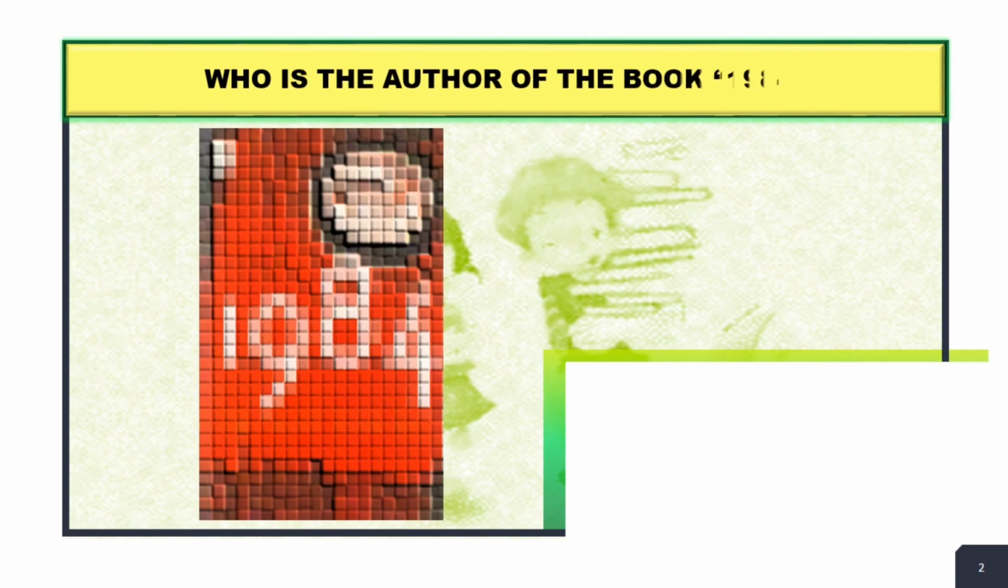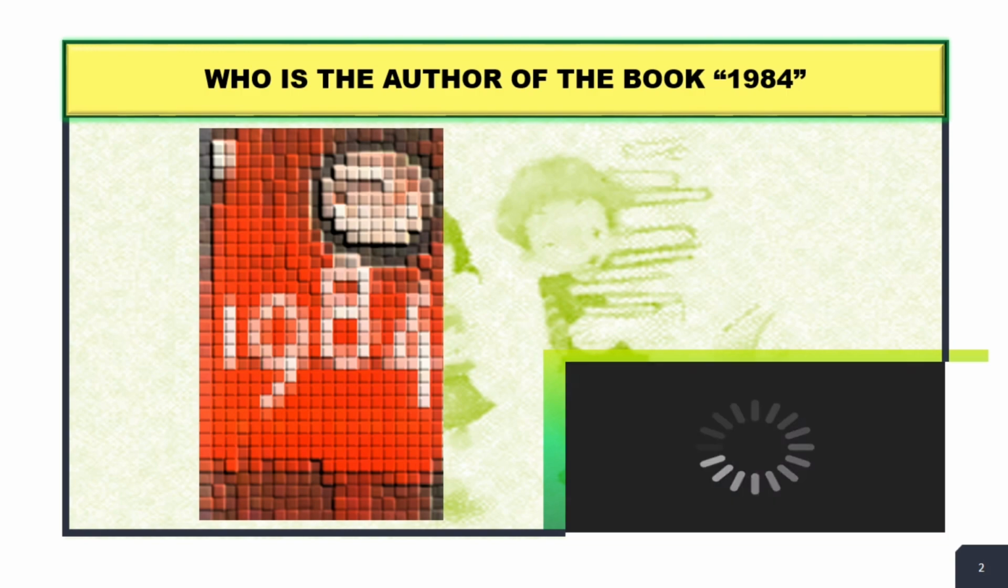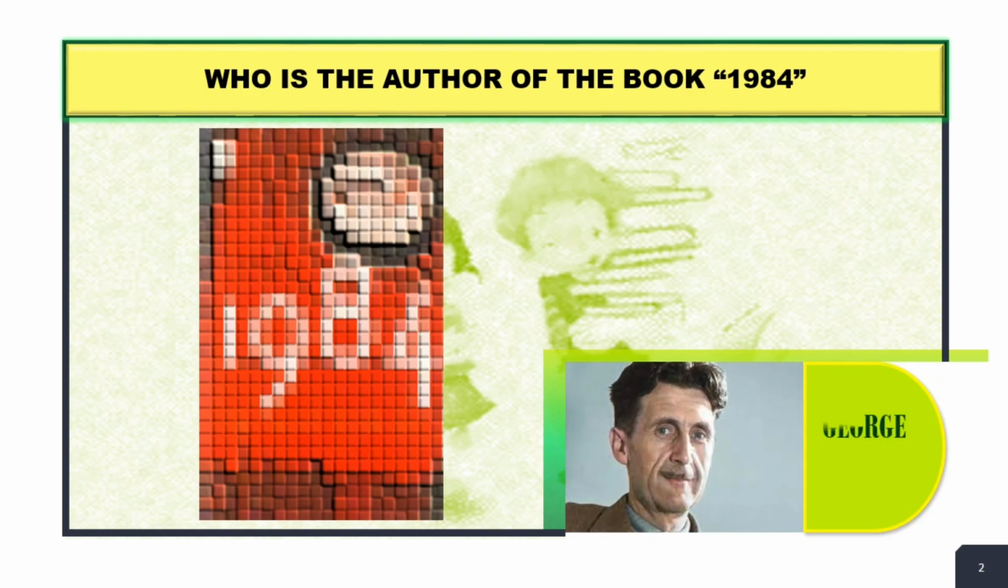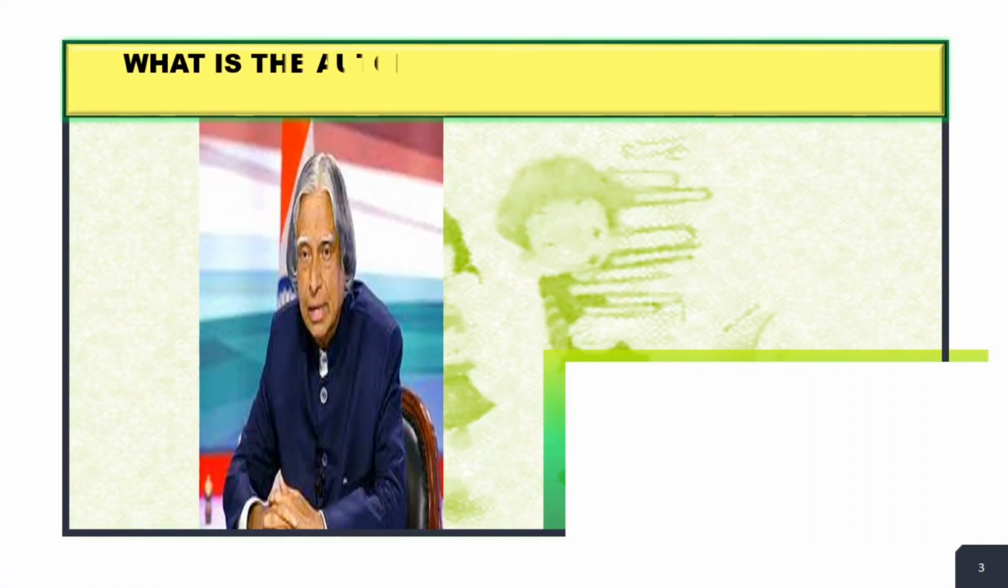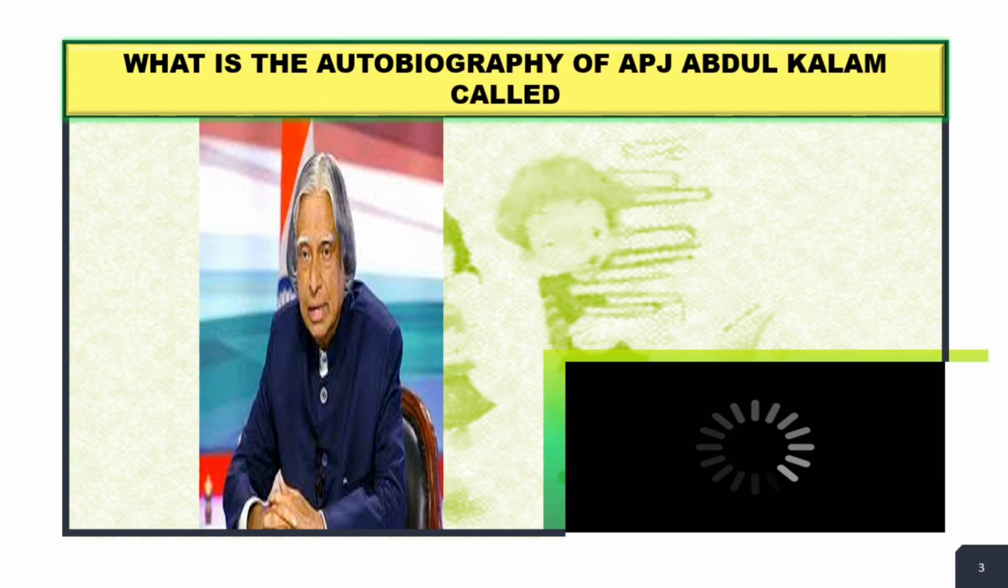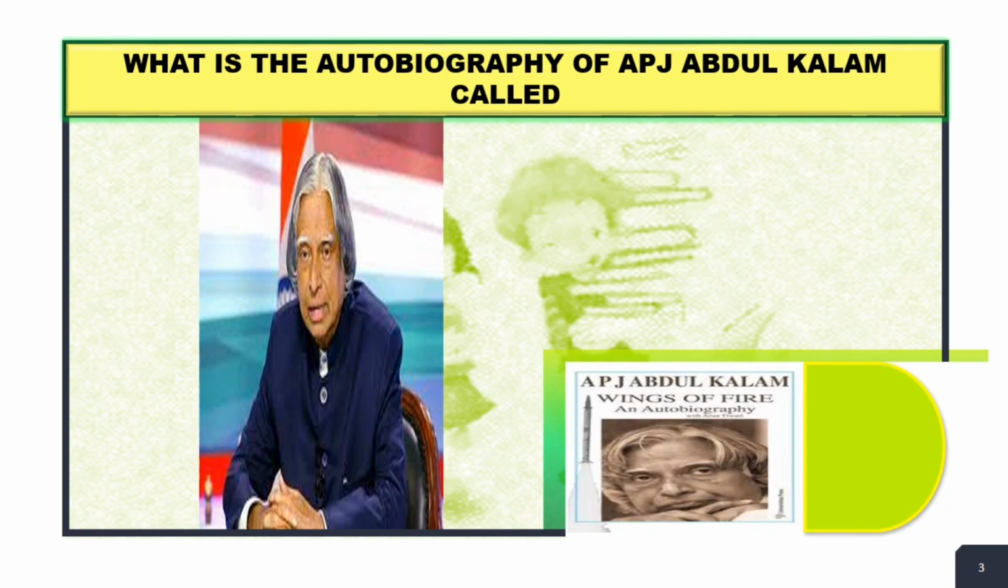Number 2. Who is the author of the book 1984? The answer, George Orwell. Number 3. What is the autobiography of APJ Abdul Kalam called? The answer, Wings of Fire.